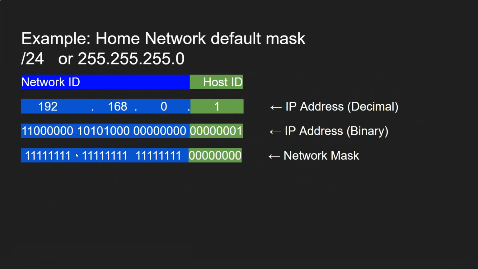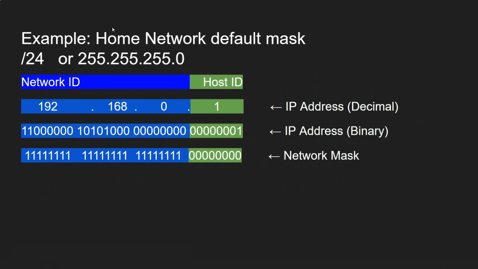The bit that we want to say is the network, we put all in ones in the mask. And the bit that we want to say is the host part, we put all in zeros. So the first 3 bytes here, 8 bits, 8 bits, 8 bits, 24 bits in total, are masked in ones, and the remaining 8 are in zeros.